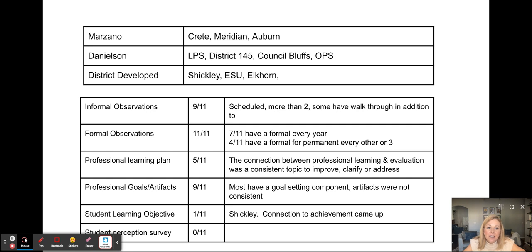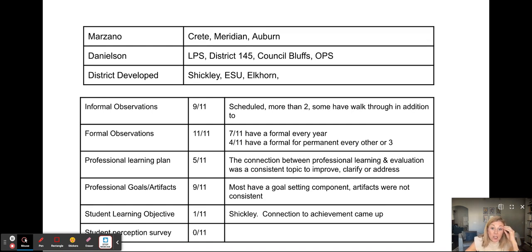9 out of 11 had a goal setting component, but artifacts were not consistent across districts. So many districts did require professionals to set a goal as part of their evaluation process. Shickley is the only district that is using student learning objectives. And yet, in a lot of reflections, people started thinking about how student achievement connects to evaluation, and this is going to be a part of your analysis.